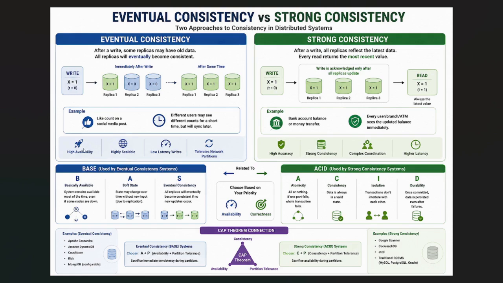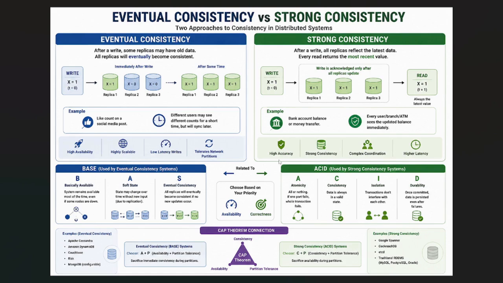So what do we get from eventual consistency? We get high availability. Say suppose there is a network failure. Say replica 3 is not in the network. There is a communication issue. It's down. Now your read operations will still continue. That is, we are saying it is highly available.